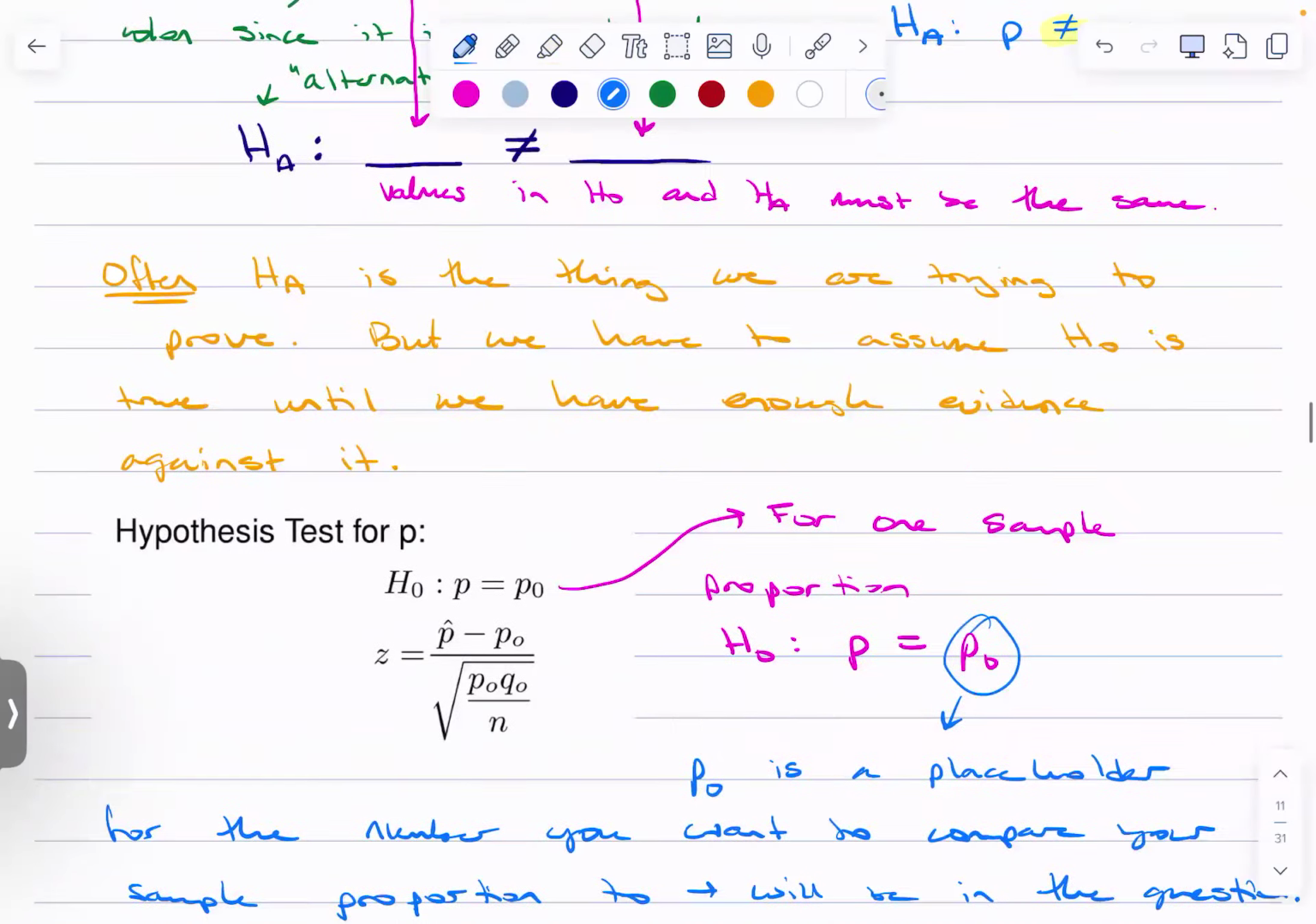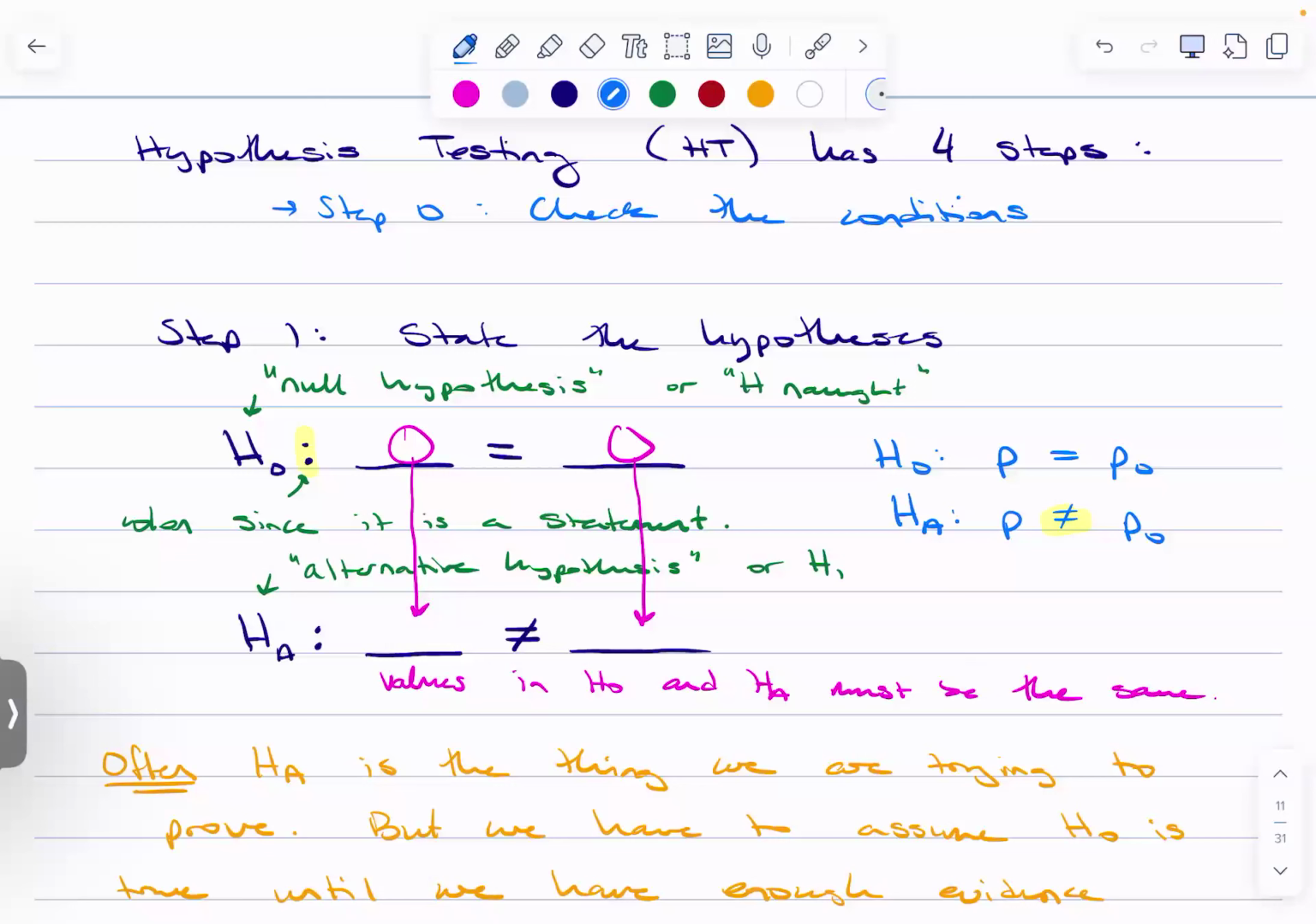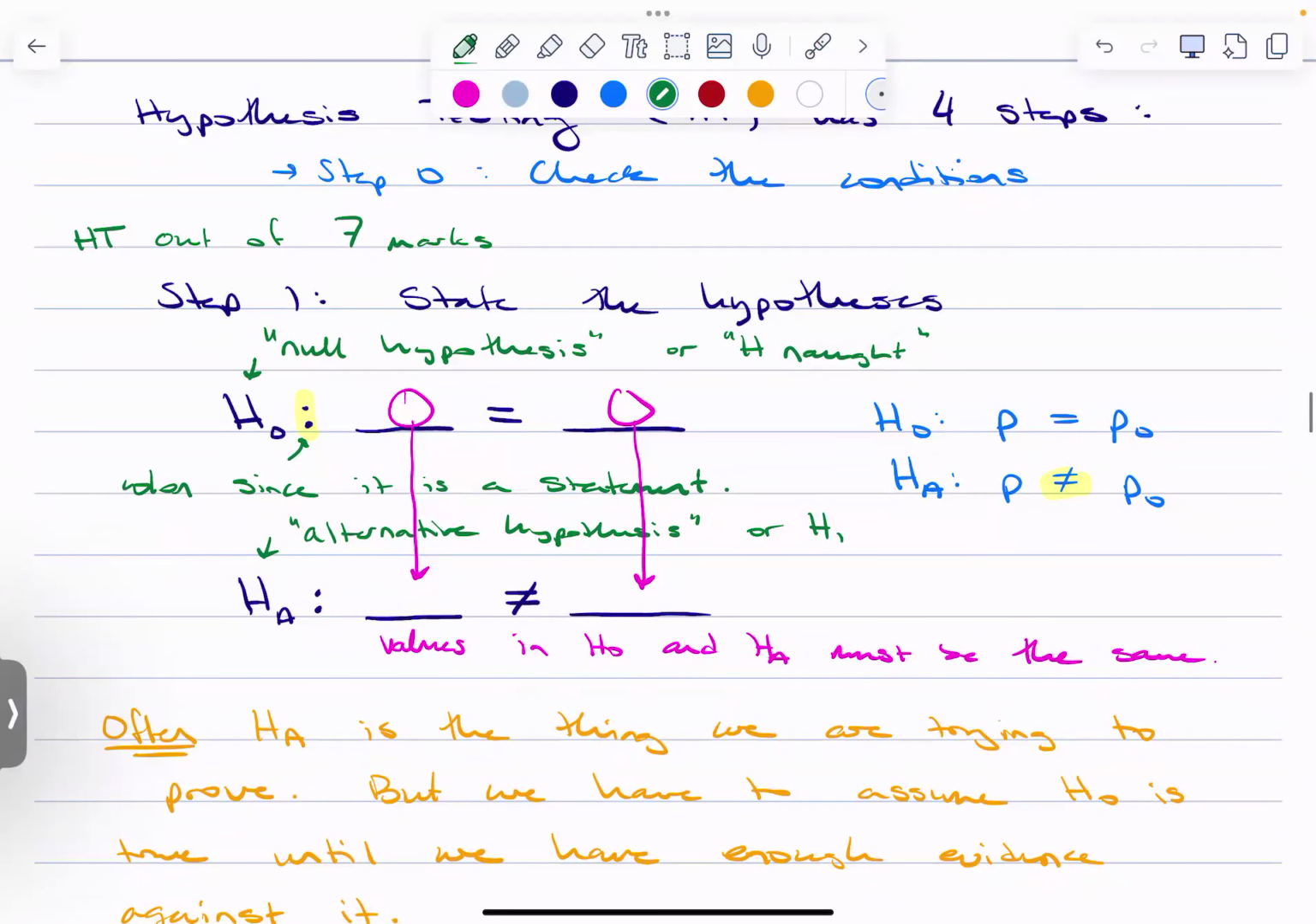In terms of marks, stating your hypotheses, usually a hypothesis test, if I exclude checking the conditions, I would say it's 7 marks. So a hypothesis test is usually out of 7 marks, and your null and alternative hypotheses are a full 2 marks.